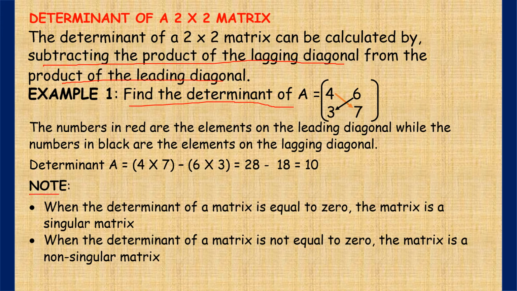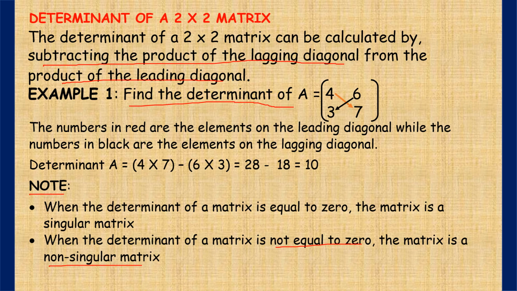Then we have to note this, that when the determinant of a matrix is equal to 0, then that matrix is a what? It is a singular matrix. But if the determinant of a matrix is not equal to 0, then we call such a matrix a what? A non-singular matrix. In our previous example here, the determinant is equal to 10. It's not equal to 0. So this matrix A is a non-singular matrix. I repeat, it is a non-singular matrix.